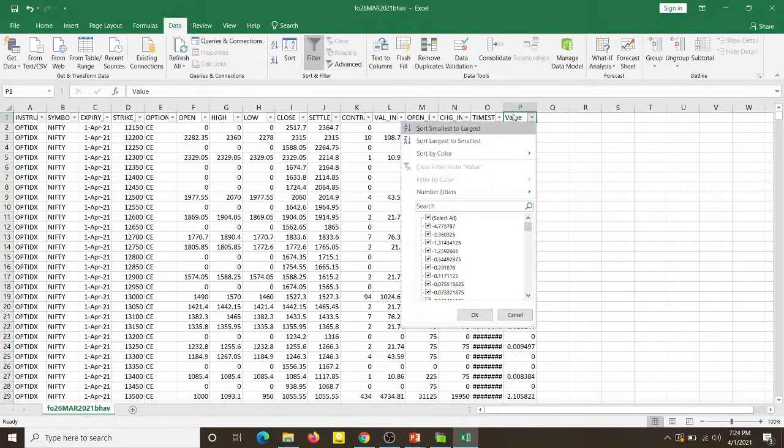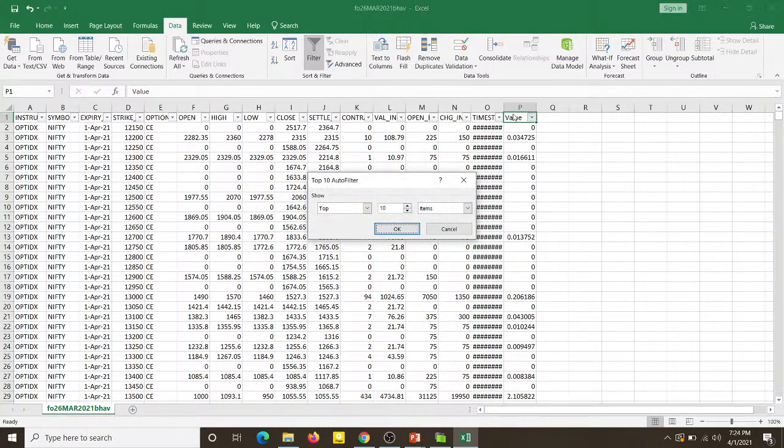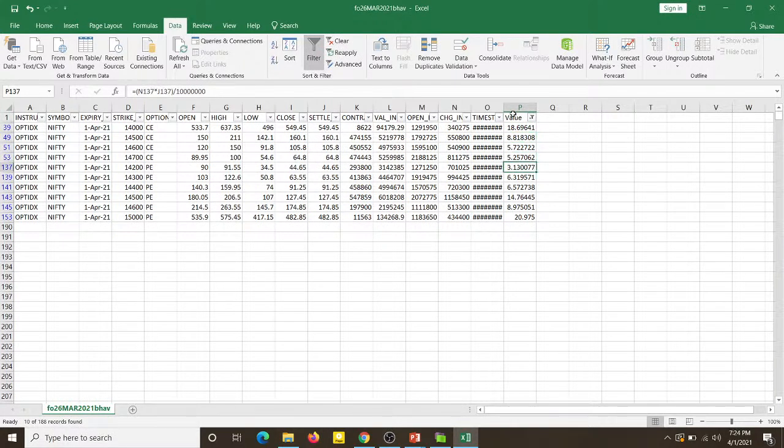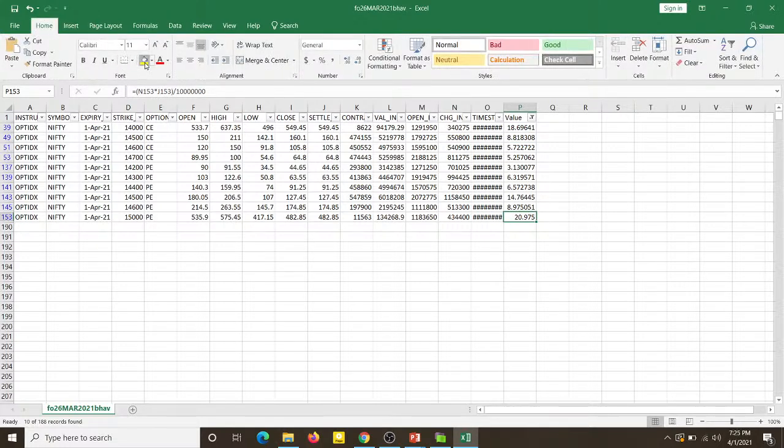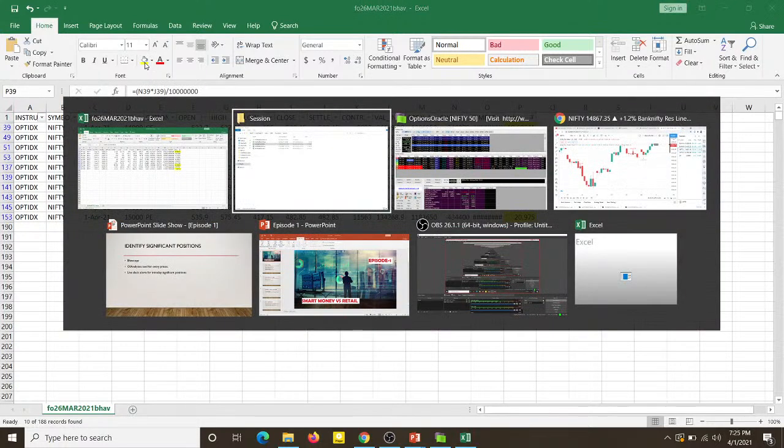Reset the filter, top 10, fine. So here we have these positions. The top position that you can see is this one, 20 crores, and you can see 18 crores next and 14 crores, right? These are the top 3 positions that you can see. So we are going to add these 3 into the strategy builder, correct? Okay, fine. So now let's go and do that.